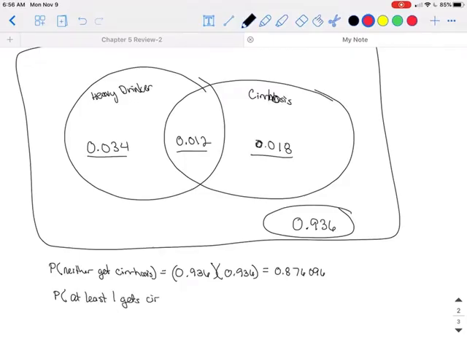To find the probability that at least one of them gets cirrhosis, that means the first guy could get it, the second guy could get it, or they could both get it, we can just do 1 minus the probability that neither of them get it. And that gives us about a 12.39% chance that at least one of them will have cirrhosis of the liver.